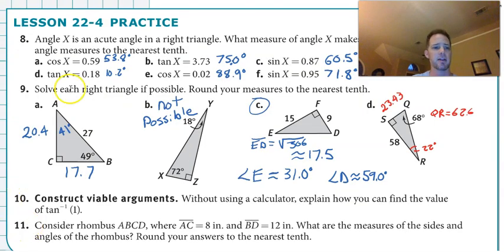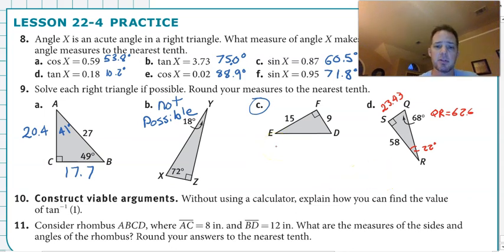All right, so here's the answers for 8. Once again, make sure you're correctly using the inverse operations, it's in degree mode to get these answers, and that you rounded correctly. On 9, I did mention I was going to go over C, so let's go ahead and go over that one. So on C, we should be able to just do Pythagorean theorem to find the hypotenuse.